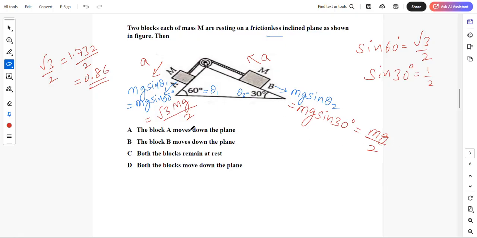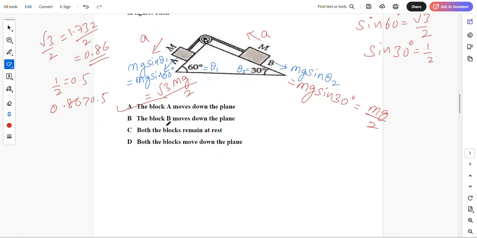1 by 2 is how much? 0.5. Therefore 0.86 is greater than 0.5. So therefore the block A moves down the plane. Provided you should remember this formula, mg sin theta, that is the force due to the inclined plane. Hope you understood this. This is the right answer.